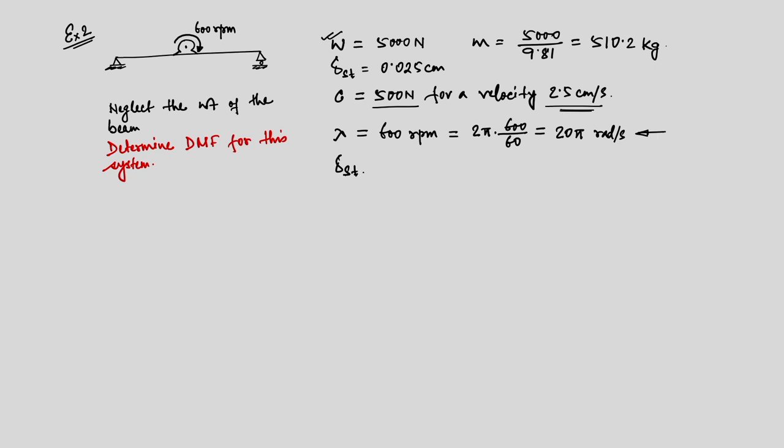So, delta static is actually the force applied on the system divided by the stiffness. So, what is the force? It is 5000. That is the force. And then the beam offers a stiffness, and if we solve this, K is nothing but 5000 divided by the static deformation. In this case, it is 0.025. Notice that is in centimeters, so you have to divide it by 100, and if you do that, you will get 20 into 10 to the power 6 Newton per meter.